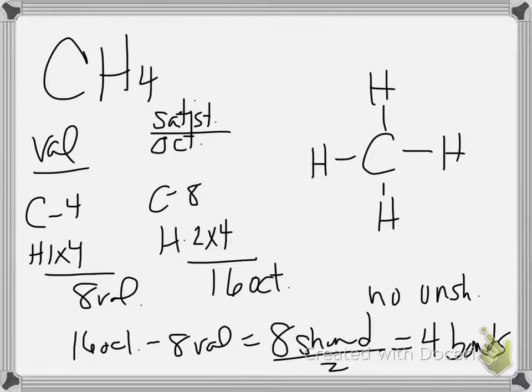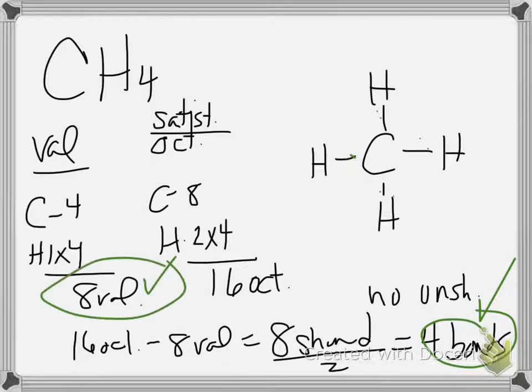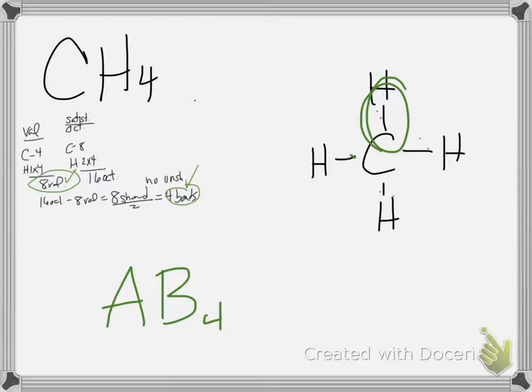Let's check and see if we've gotten everything on our list here. So there are no unshareds. Do we have 4 bonds? 1, 2, 3, 4. Check. Do we have 8 valence electrons? 2, 4, 6, 8. Check. Are there any unshareds? Nope. Is there any charge? Nope. Is there any place any of those bonds could be other than where they are? Nope. Okay, well that's easy. Now build this. Okay, so we've got an AB4.